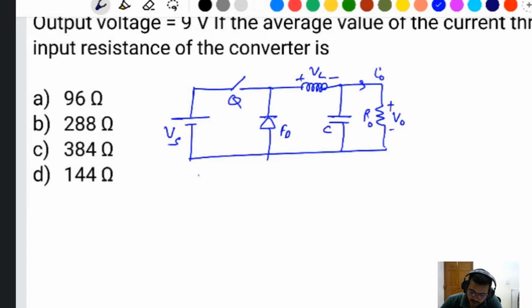All of you know the expression of output voltage for a buck converter is D times Vs. Then first of all calculate the duty cycle. D is V output divided by Vs. V output is given as 9 volt, Vs is given as 36 volt. This will be 0.25.